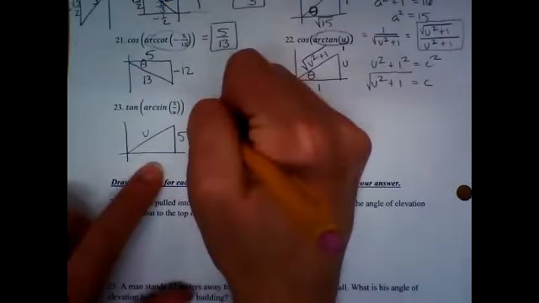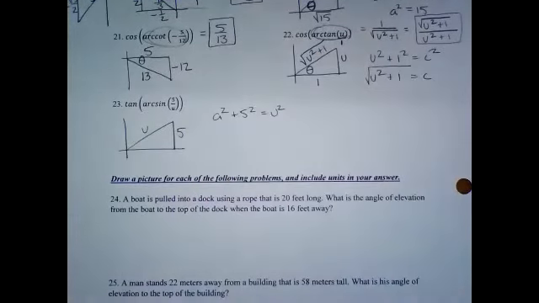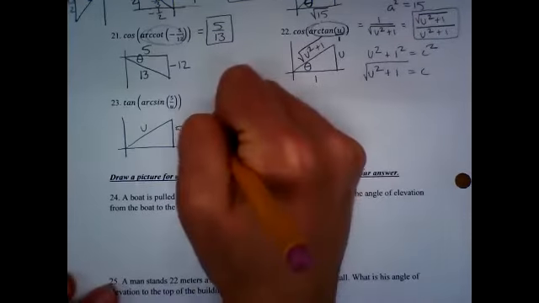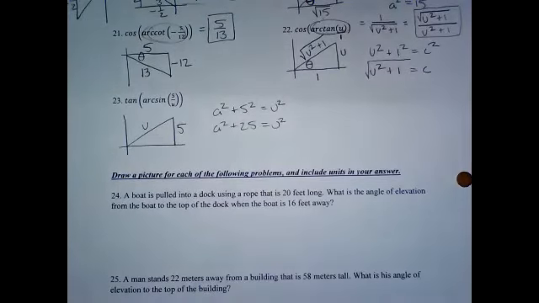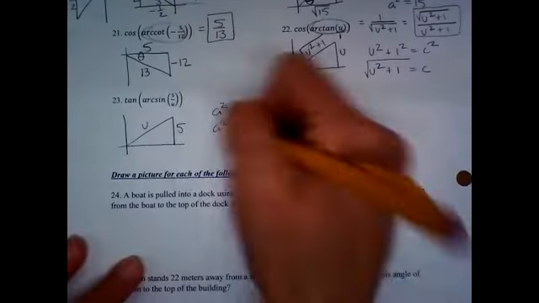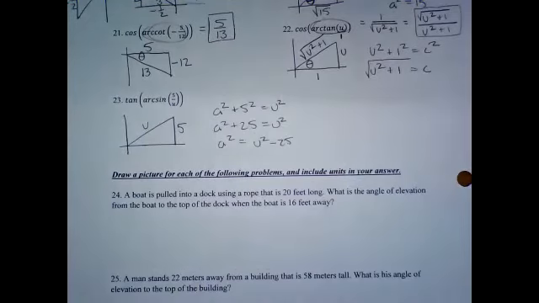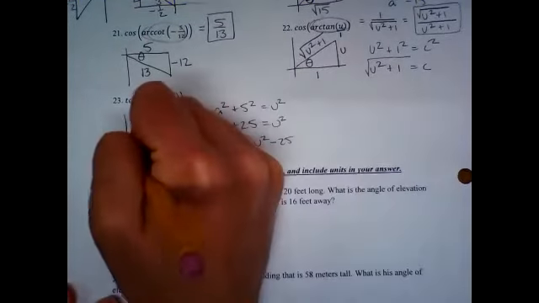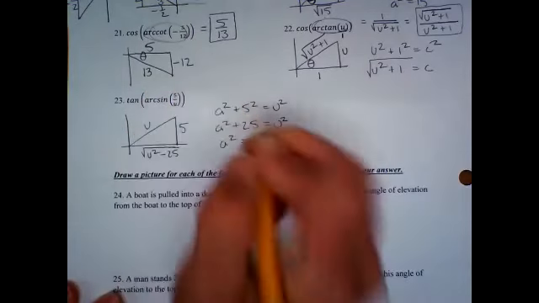I'm going to call this a. You can call it whatever you like. A squared plus 5 squared equals u squared. So 5 squared will be 25. And then what? Yeah, subtract that over. And then you have to square root. So it'll be square root of u squared minus 25, which is great. Just leave it alone.